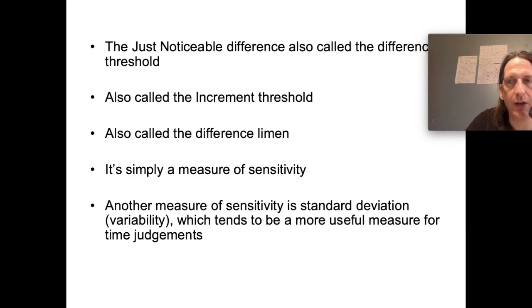Just to make things confusing, the just noticeable difference is also called the difference threshold. It's also called the increment threshold. It's also called the difference limen, but it's simply a measure of sensitivity. In some other situations, a measure of sensitivity is the standard deviation, or the variability, which, for reasons I won't really go into here, tends to be a more useful measure for time judgments.